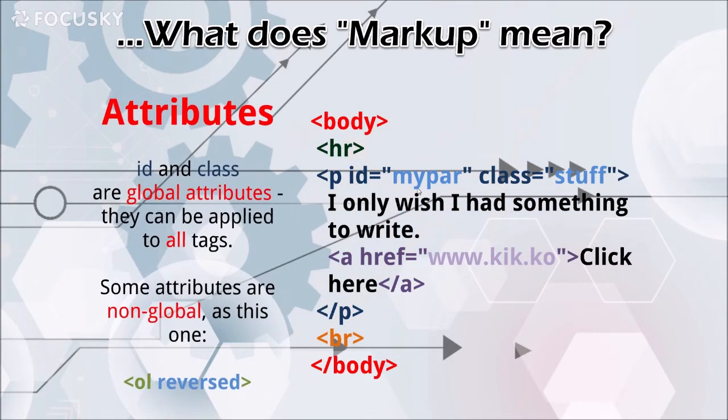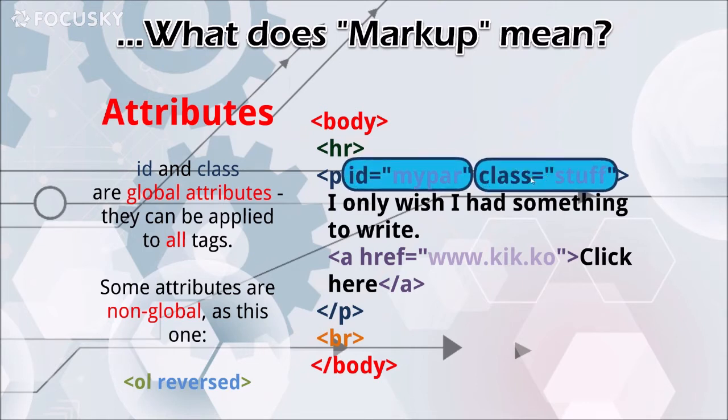Now let's see the attributes. ID and class are global attributes. They are global because they can be applied to all elements, to all tags. Some attributes are non-global, as this one, OL reversed.